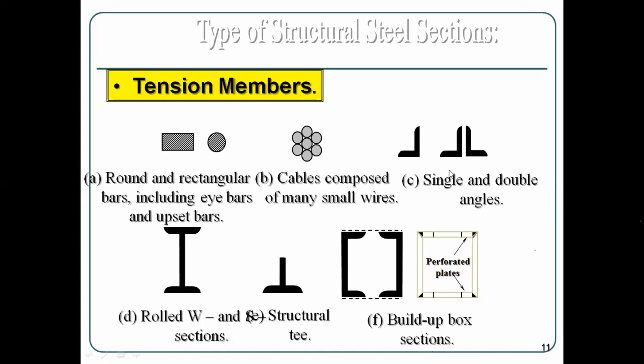Angle can be used as a tension member, either a single angle or a double angle. Okay. I sections can be used as a tension member. T can be used as a tension member, and even C sections which are faced toe to toe can also be used as a tension member. Okay.